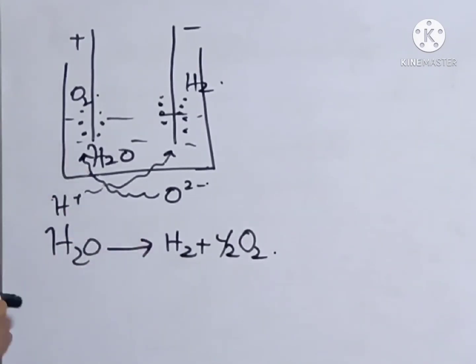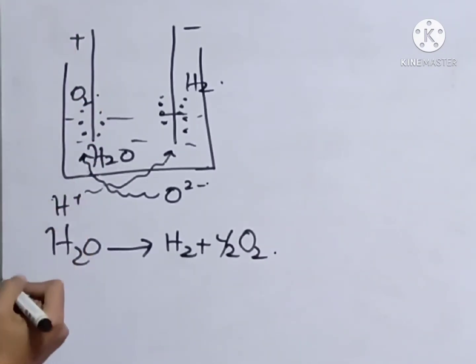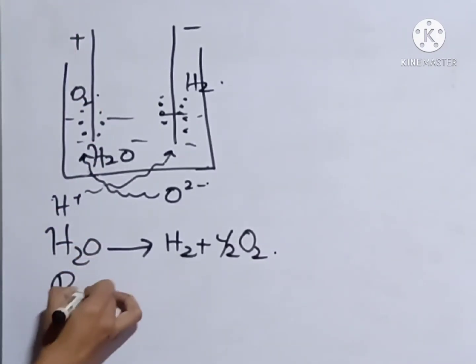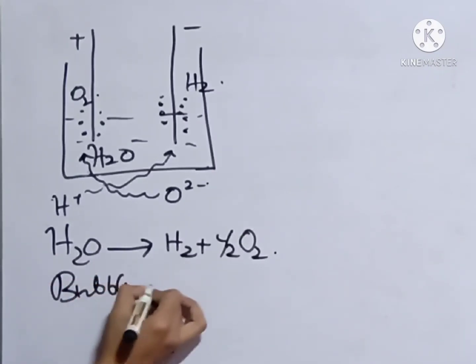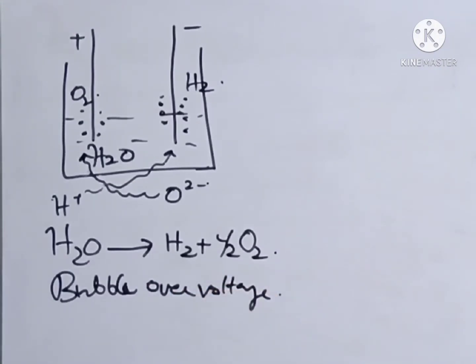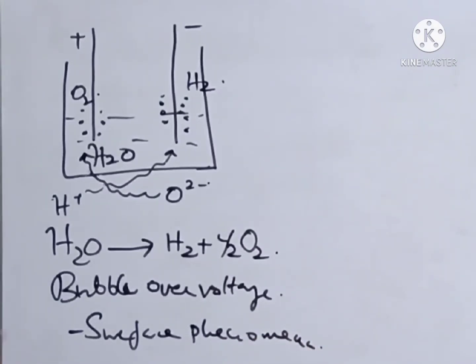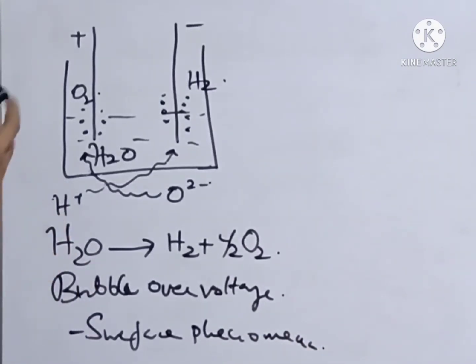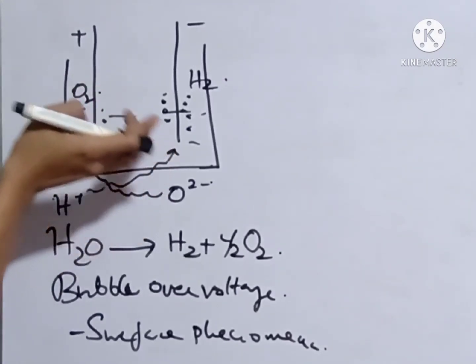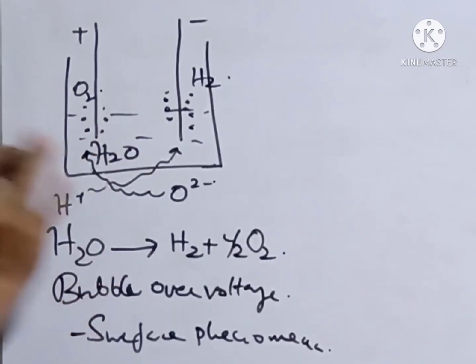Since this overvoltage occurs due to the production of gas bubbles, it is also known as bubble overvoltage. And we already said that this is a surface phenomenon. This overvoltage depends on the rate at which the gas bubbles are discharged at the electrodes and how these gas bubbles are discharged at the electrodes.